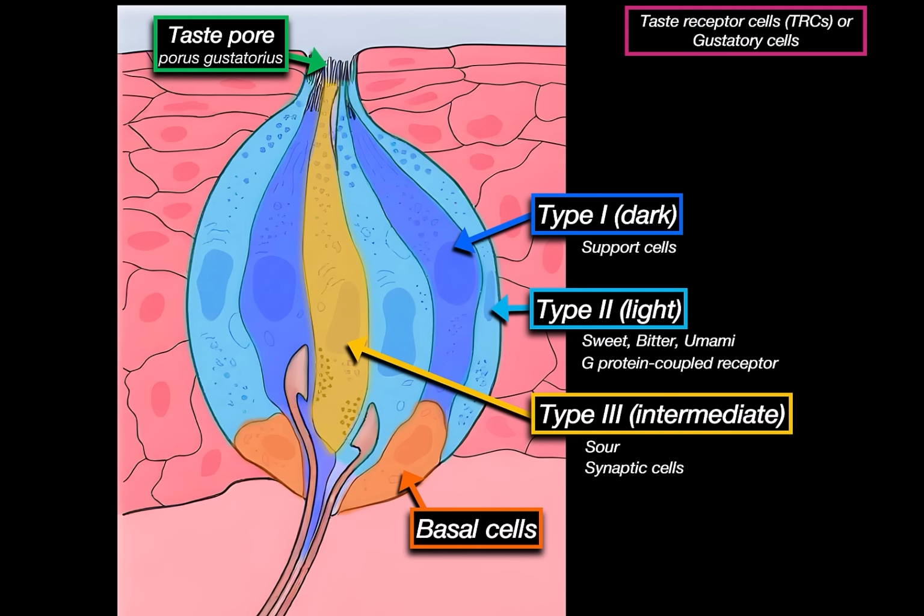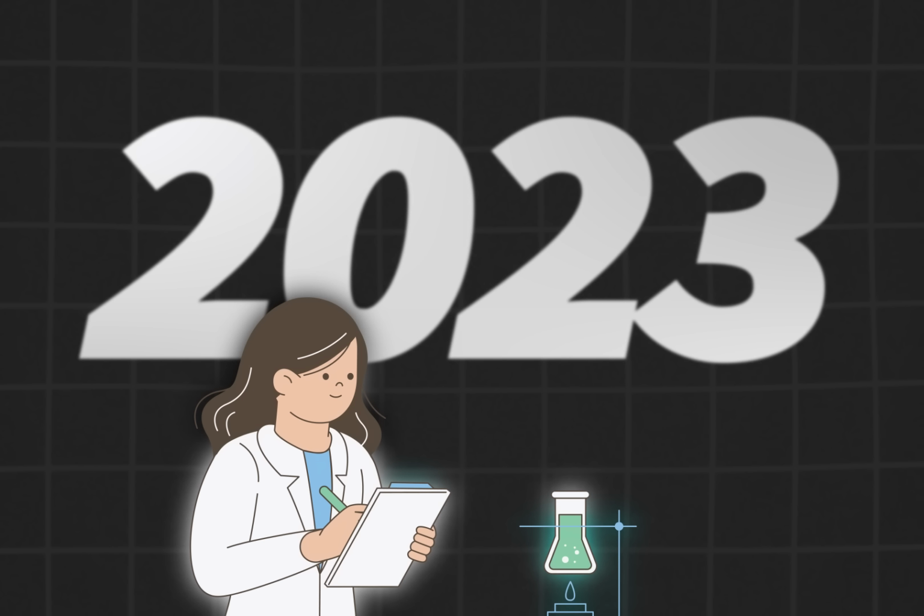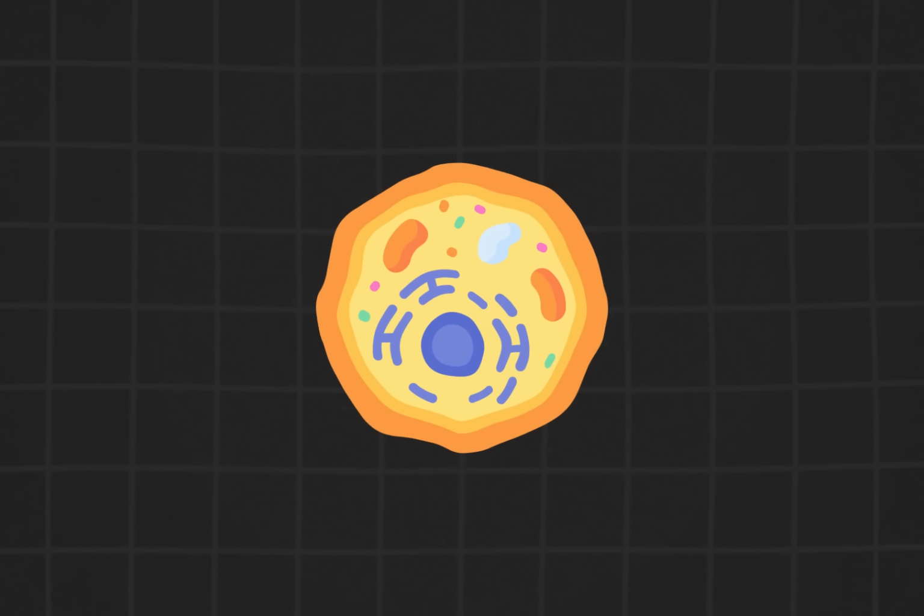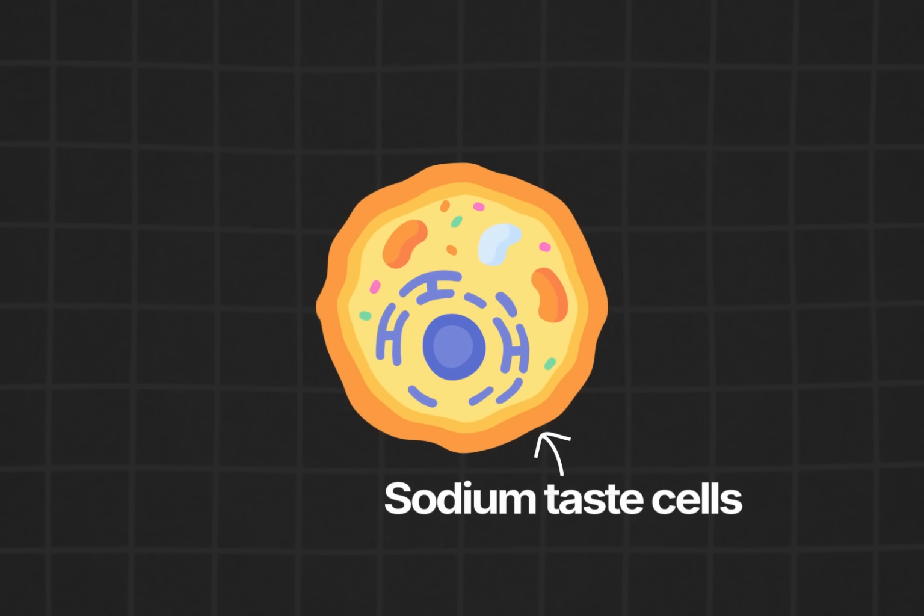At the base of the taste bud, we have the basal cells, which act as stem cells. These continuously divide and replace older taste cells that wear out, because taste cells actually live for only about 1 to 2 weeks. This rapid turnover is essential to maintain normal taste perception, because the receptors are constantly exposed to mechanical stress, heat, and chemical irritation from what we eat and drink. In addition to this, recent research as of 2023 has identified a specialized population of sodium taste cells that detect salty taste. We'll talk about this in detail in a moment.